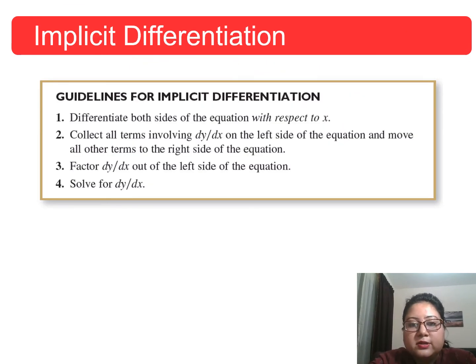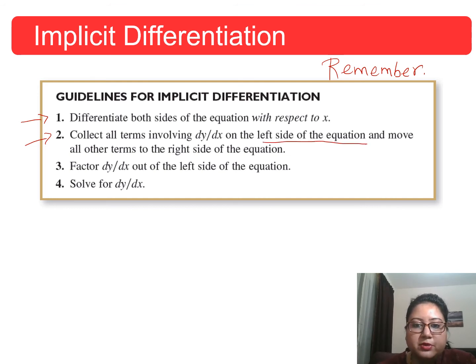Okay, now let's recall some guidelines for implicit differentiation. In the previous examples that we have seen in the slides, we have seen some steps that we have followed to reach our answer when we are doing implicit differentiation. So I would want you to remember these rules, students, so that you can easily reach your answer without committing any errors. So step 1, differentiate both sides of the equation with respect to x. Step 2, collect all terms involving dy by dx on the left side of the equation and move all other terms to the right side of the equation.